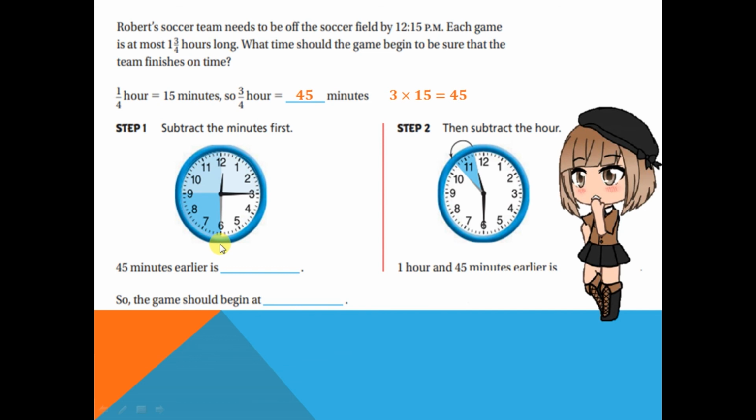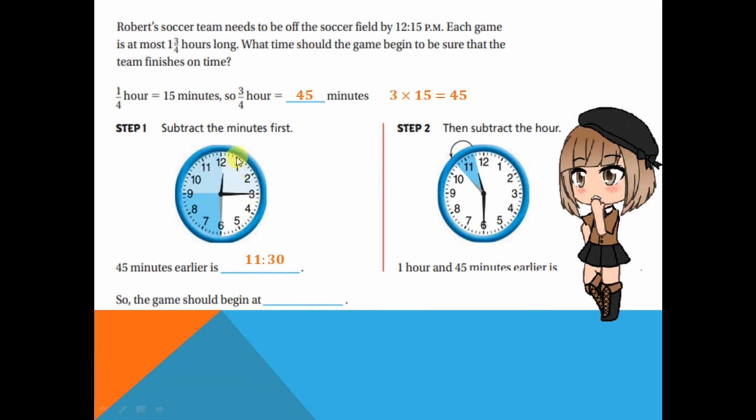Is it right? After it was 12:15, I subtracted 45. So it will be 12:30. No, of course not. Because this way, we increased the time, not subtracted it. So what is the right time here? It should be 11:30. How come? Because by going back with the minutes hand, we passed 12. And if we pass 12, the hours hand will change also, will move with me, and it will move back. It will move back from 12 to 11, right?